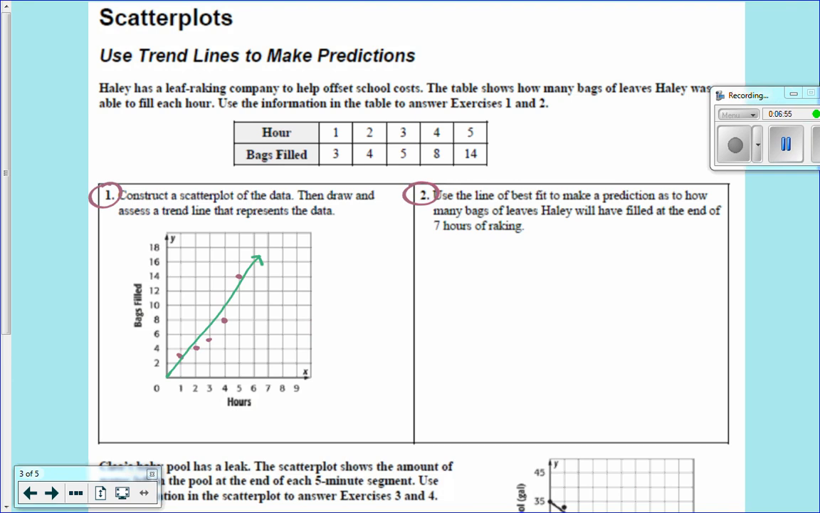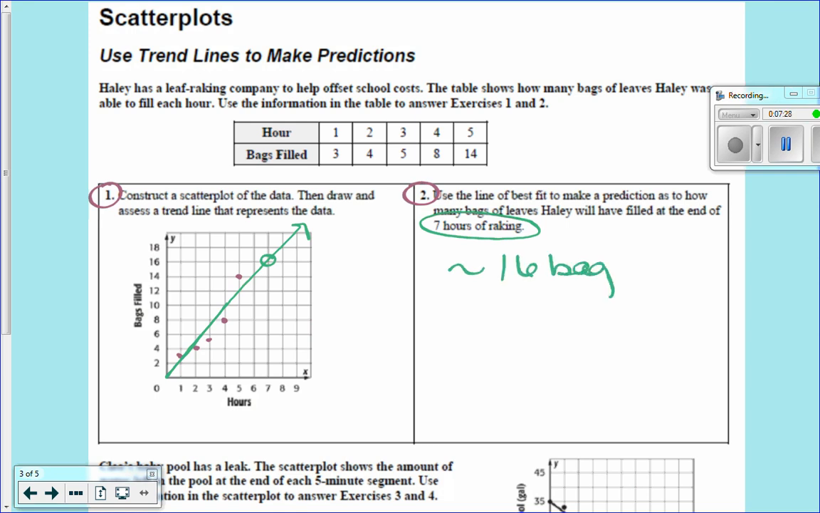All right, use the line of best fit to predict how many bags at the end of 7 hours. And then draw a line all the way to the back. Make sure you draw your arrow all the way at the end of the graph. And it's 7 hours. I got about 16.